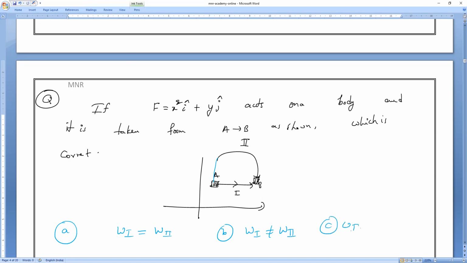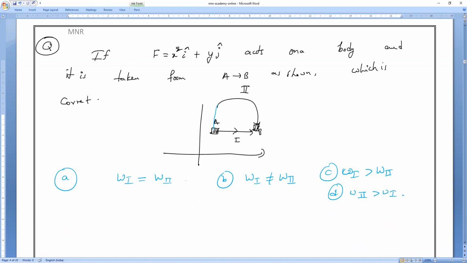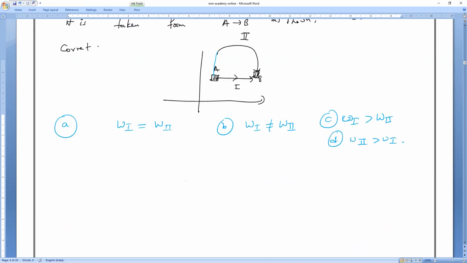Option C, work done by first path is greater than work done by second path. Option D, work done by second path is greater than work done by first path. So first of all, how can we verify whether it is the same or not? By checking whether the force is conservative or non-conservative. Am I right or wrong, everybody? Yes or no? All of you, speak.